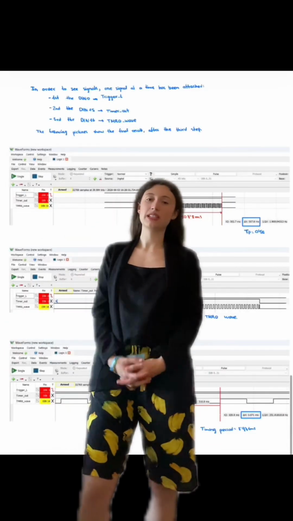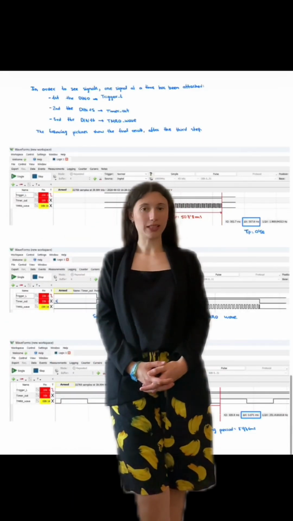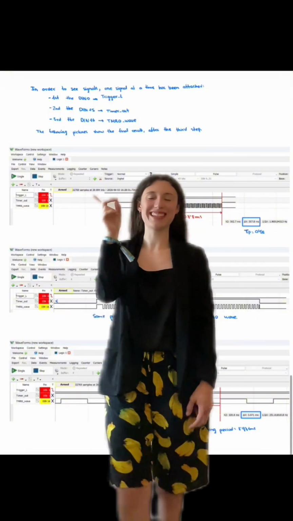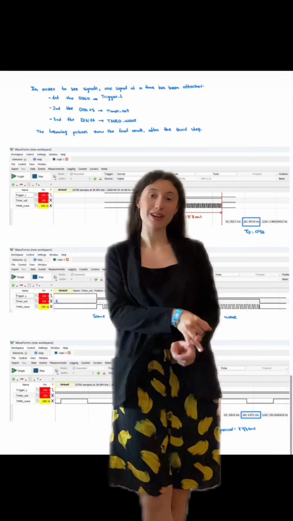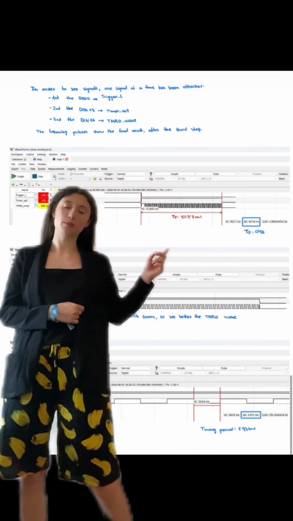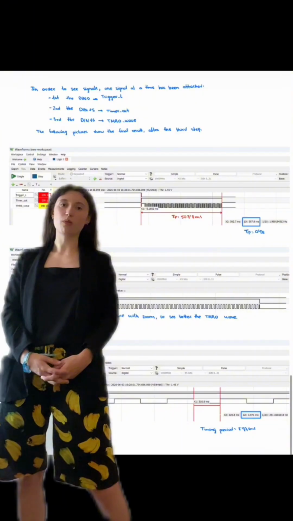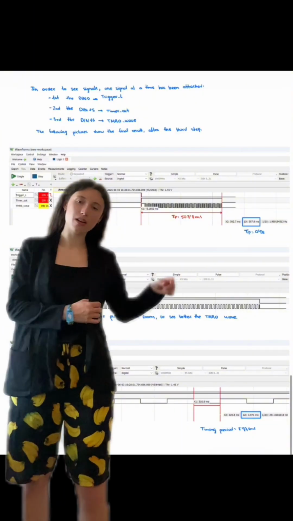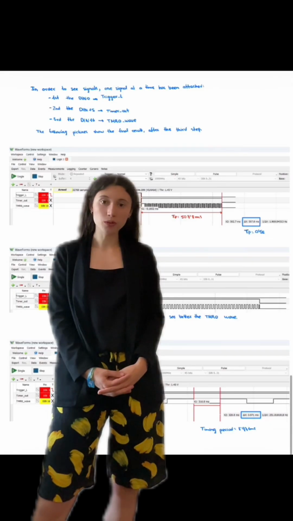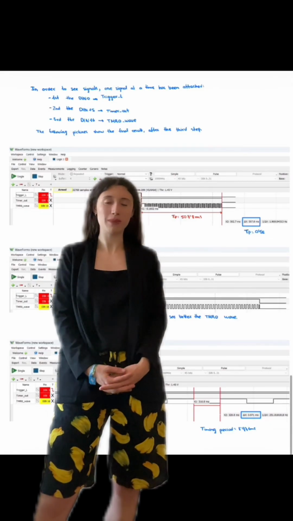Okay, so to see signals, we added one signal at a time, and we ended up with the three signals you can see here, which are the trigger, the timer out, and the timer zero wave. And you can see here the preparation time, which is 0.5 seconds. And we can also see down here the timing period, which is 3.9 milliseconds.